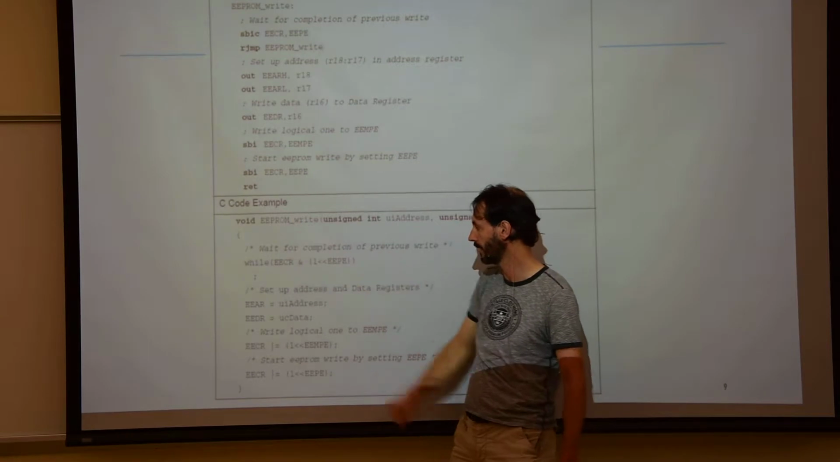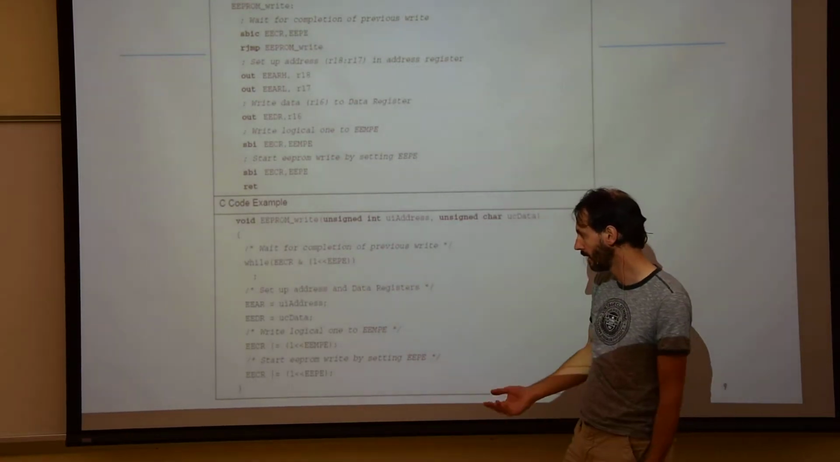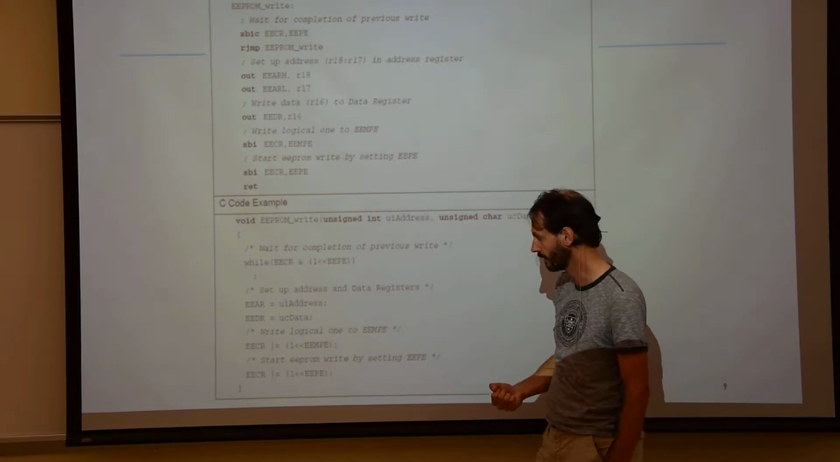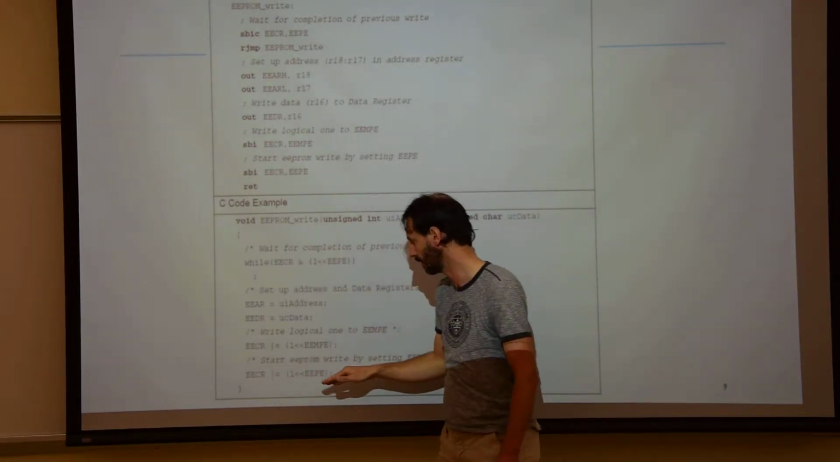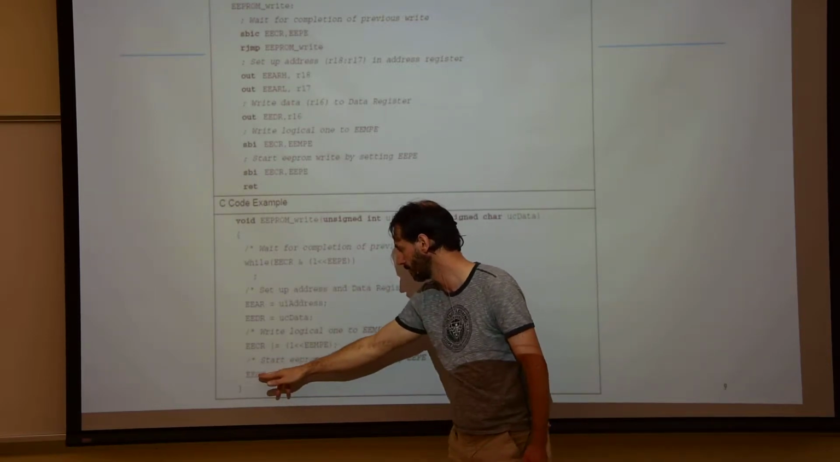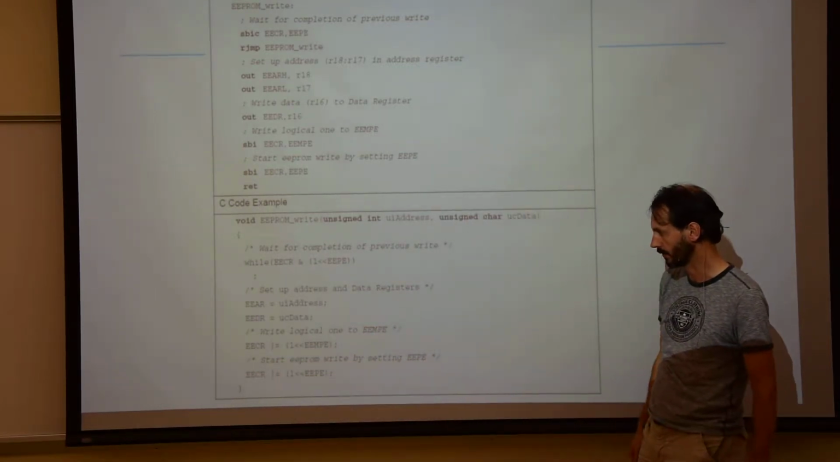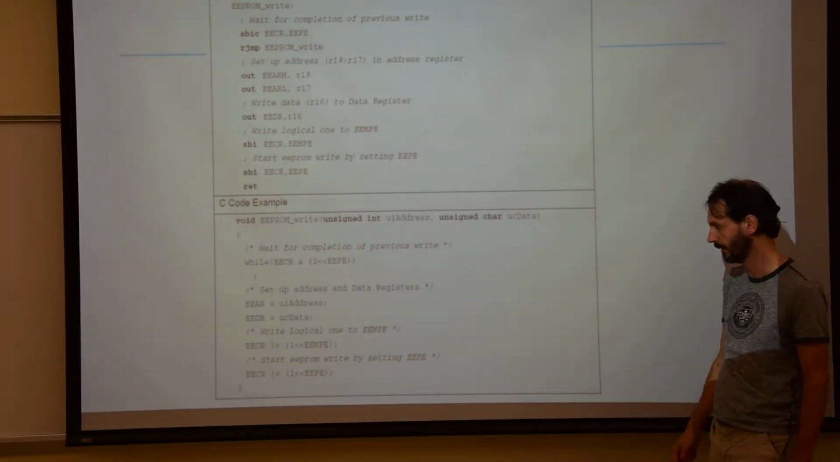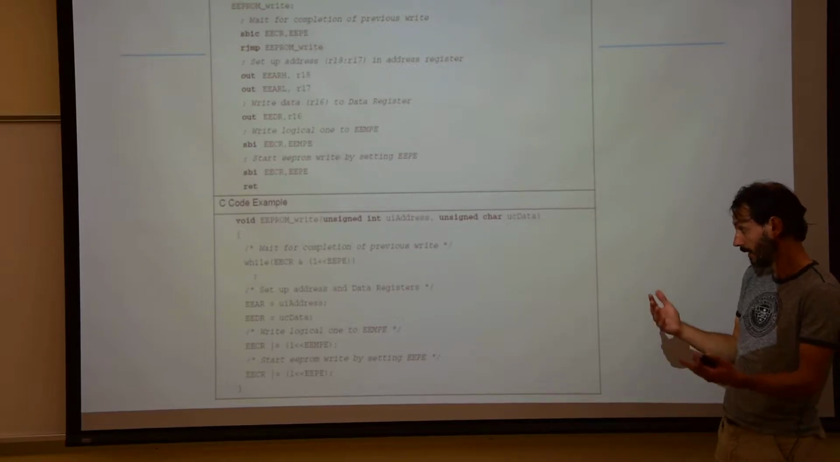your function here. Then you need to write this logical one, and 4 clock cycles later you need to have done this. So, well, this takes 4 clock cycles, so the next instruction must be this particular construct where you write a 1 to the EEPE field. This is just what you need to do.